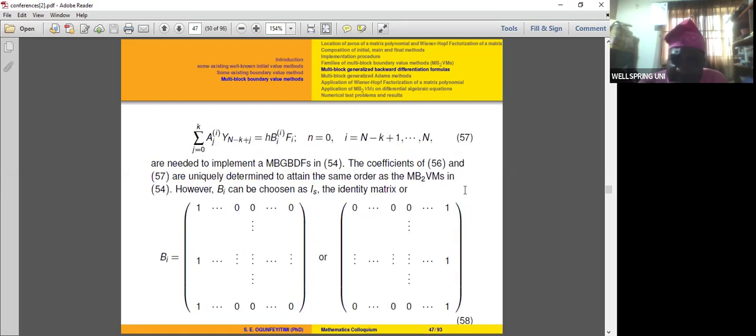However, the B high, the coefficient of the B high, how does it look like? We can set our B high as identity, meaning that only the diagonals are 1, while other entries are 0. Or we choose the one given in equation 58, where we have only one on the first column, or we have one on the last column.